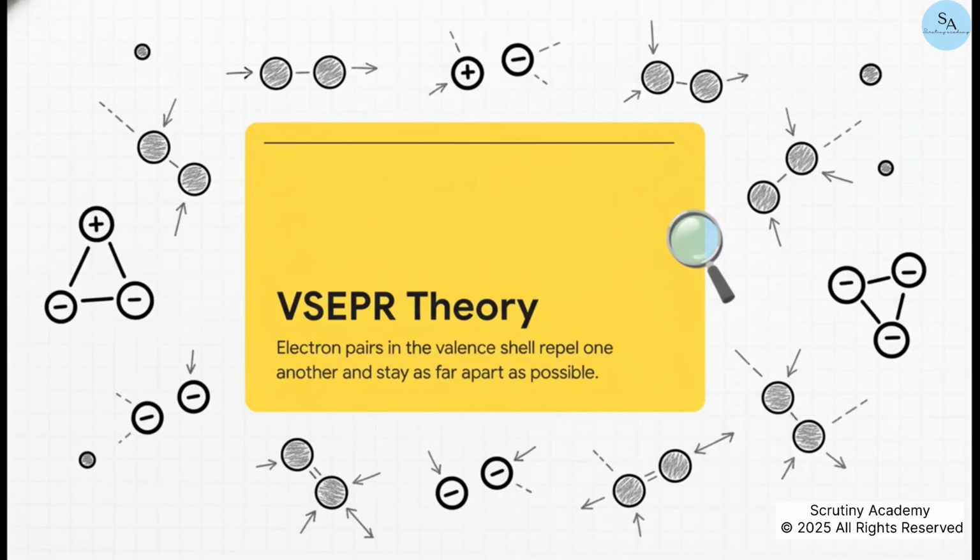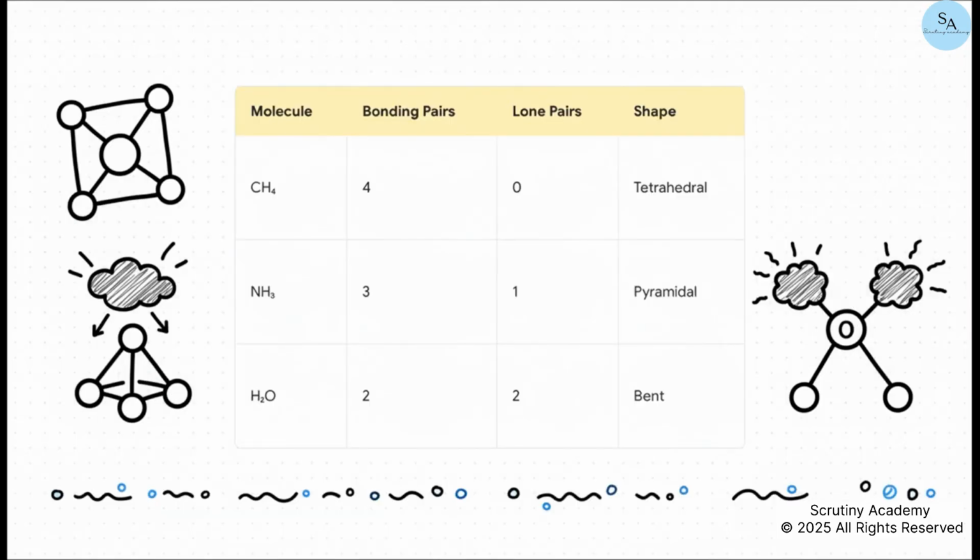The secret is something called VSEPR theory. Now that stands for valence shell electron pair repulsion, which sounds really complicated. But the idea behind it is incredibly simple. Electron pairs hate each other. That's it. Since they're all negatively charged, they push each other away. Whether they're in a bond or just sitting on the atom as a lone pair, they will try to get as far apart from each other as physically possible, and that pushing and pulling is what locks a molecule into its final 3D shape.